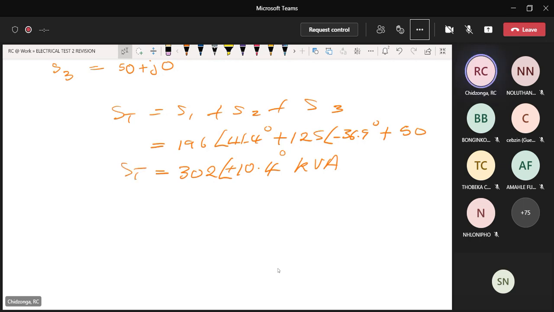So what is the effective power factor of the source? So now you can say A, the effective power factor of the source is the cosine of this angle. So it's cos 10.4, which is 0.98. Is it leading or lagging? Leading. It's lagging.